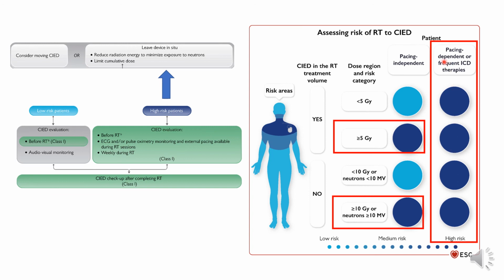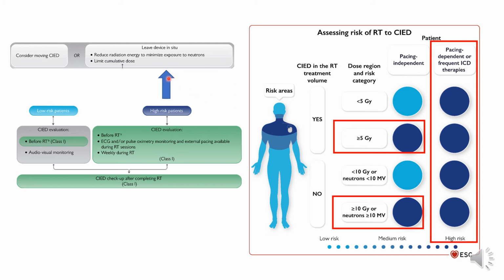The other question, if the patient is not pacing independent and not receiving frequent ICD therapy, is whether the device is in the field of radiation. Then a dose of more than 5 gray of neutron therapy is a high risk. And if not in the field of radiation, a higher threshold with a dose of more than 10 gray is a high risk.